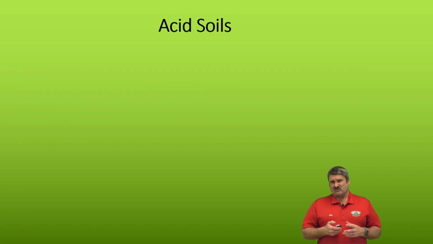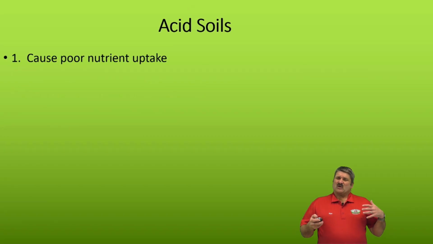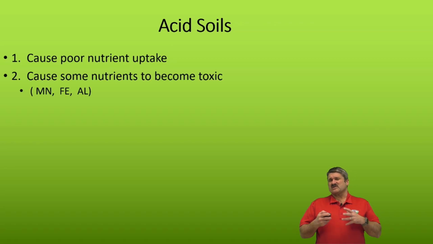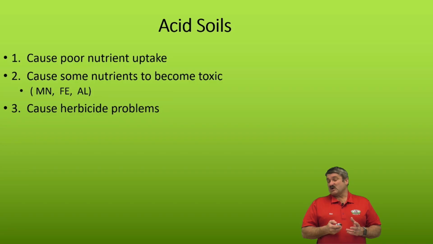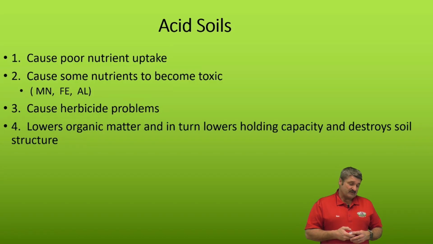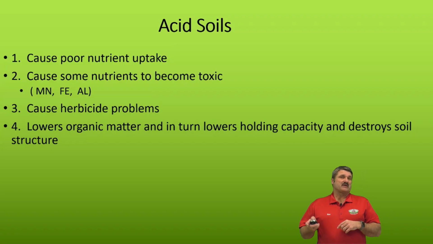When we think about acid soils out there, they cause poor nutrient uptake. As far as getting the nutrients in the plant, they cause some nutrients to become toxic. Mainly iron and manganese and aluminum will plug up the system of the plant. They can cause herbicide problems, so as far as herbicide carryover or poor performance out there. And they will lower the organic matter, in turn lowering your holding capacity and destroying your soil structure. So acid soils have a detrimental effect on more than one thing in the soil.